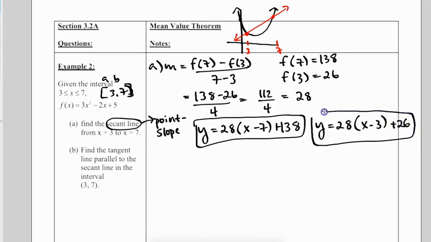You don't need to simplify. Just leave it in point slope form. You don't want to lose any points for simplifying and making a stupid error.